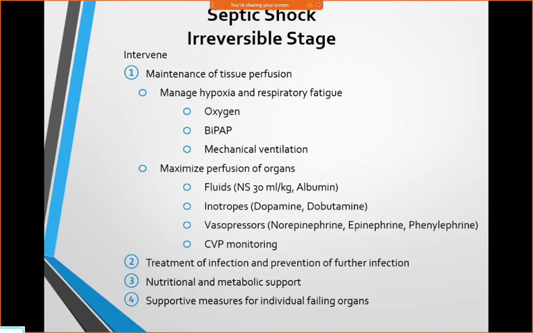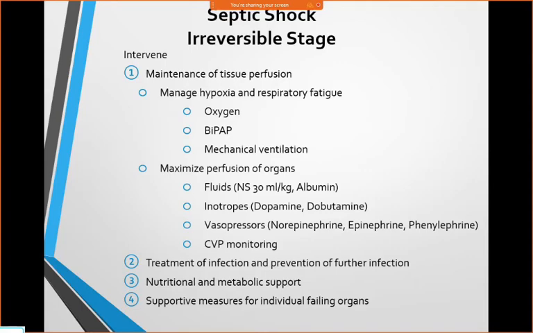anything we can do to fill the vessels. And because this is a massive vasodilation problem, you will do something to constrict the vessels. The massive vasodilation is not helping anybody. It's a systemic immune response. And what we're going to do is counteract it with vasopressors, something that is going to squeeze the blood vessel down. And we'll use norepinephrine, epinephrine, or phenylephrine, our vasoconstrictors.